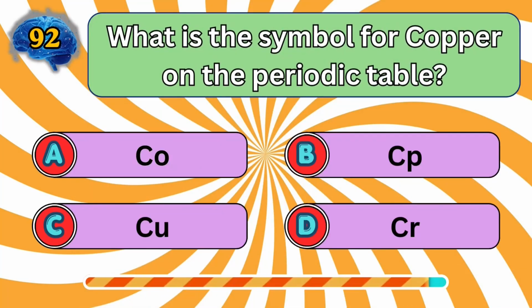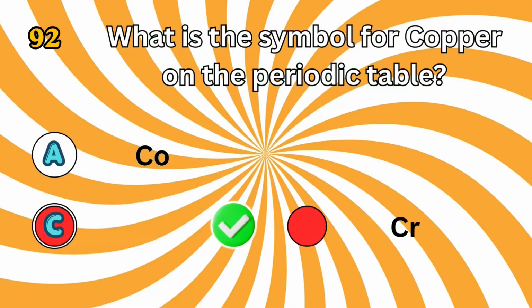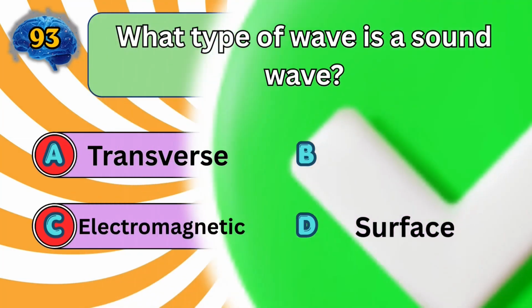What is the symbol for copper on the periodic table? Cp, Cu, Cr, Cu. What type of wave is a sound wave? Transverse, longitudinal, electromagnetic, surface. Longitudinal.